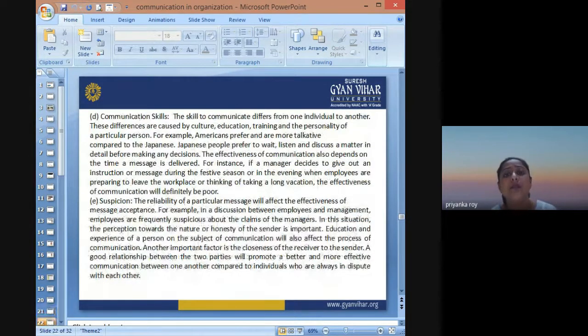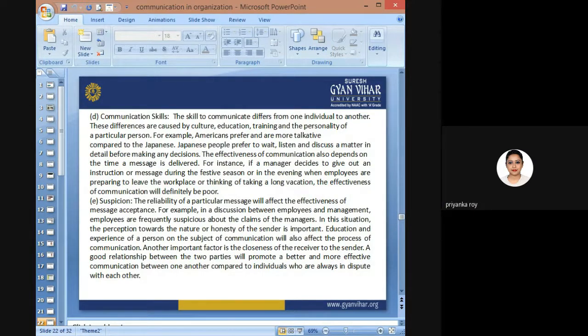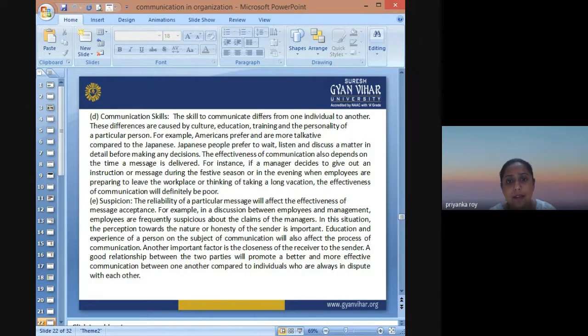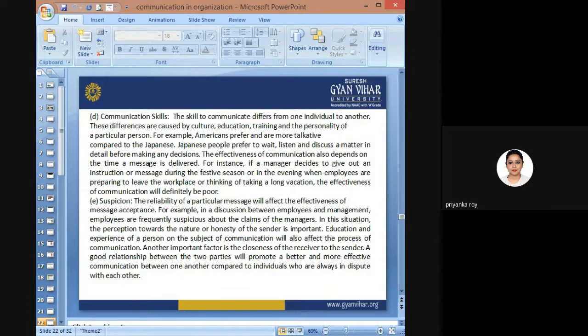Communication skills: skills to communicate differ from one individual to another, and the differences are due to culture, education, training, and personality, which are peculiar to a particular person. For example, it is said that Americans are more talkative compared to Japanese. The Japanese use less verbal communication and rather use more silences and paralanguage to perform a task or give a message, whereas Americans use a lot of words and oral communication to send a message.